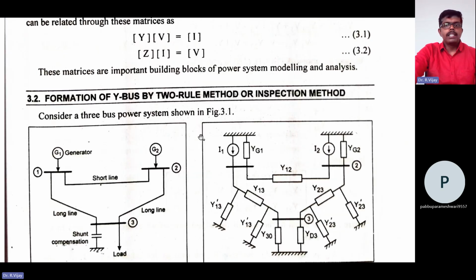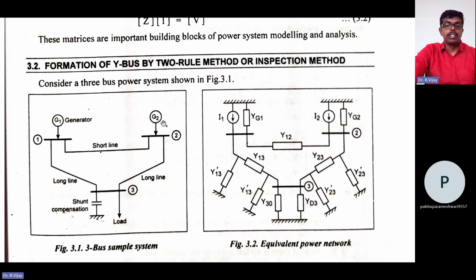Next, formation of the Ybus matrix by the inspection method. Consider a three-bus power system. Practically speaking, there are many buses in the system, so for easy analysis we are taking only three buses, and we have two generators. Here from bus 1 to 2 there is a connection, and 1 to 3 is a long line. So 1 to 2 is a short line.